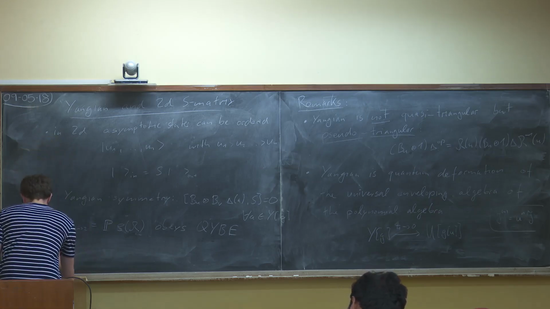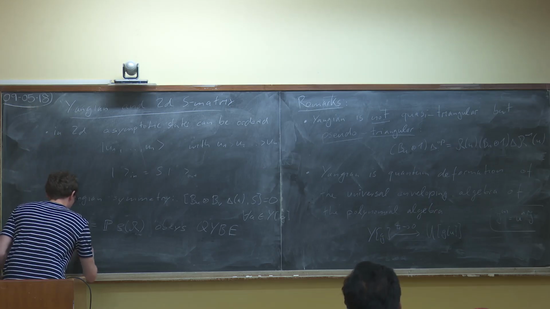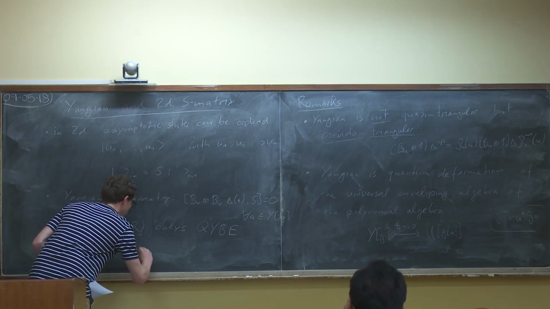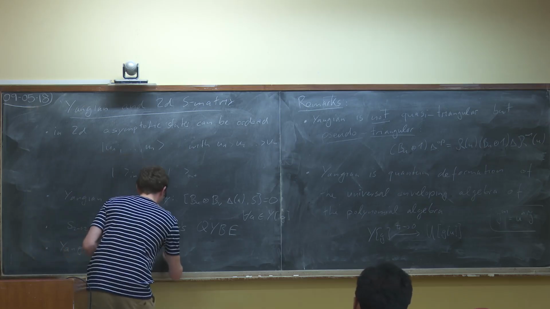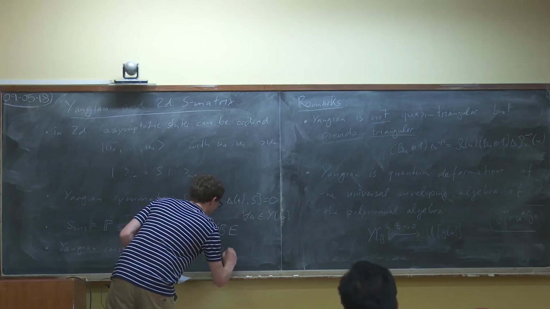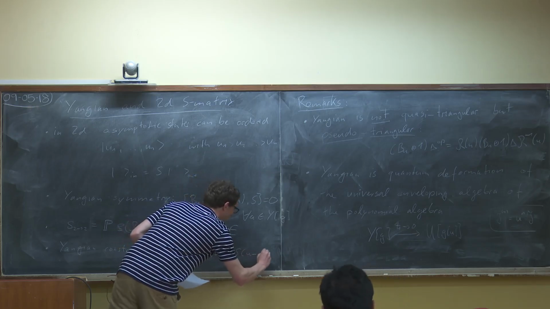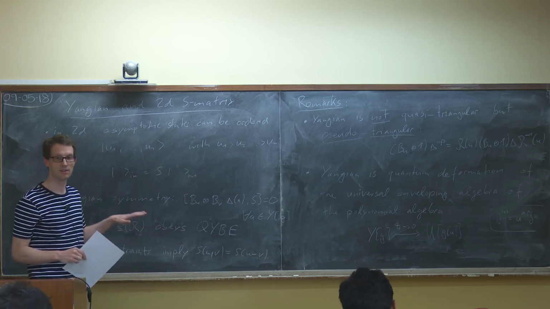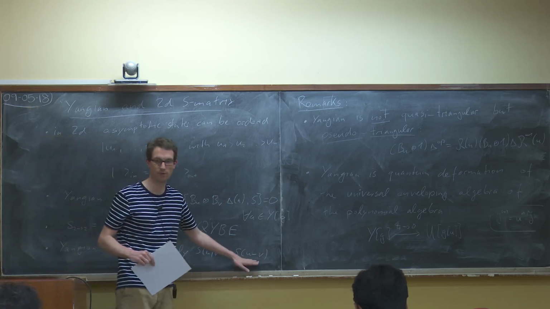And as I already indicated, one can check explicitly that the Yangian constraints that I've shown you imply that S of u comma v is S of u minus v. So the standard Yangian invariant S matrix has to be of difference form.